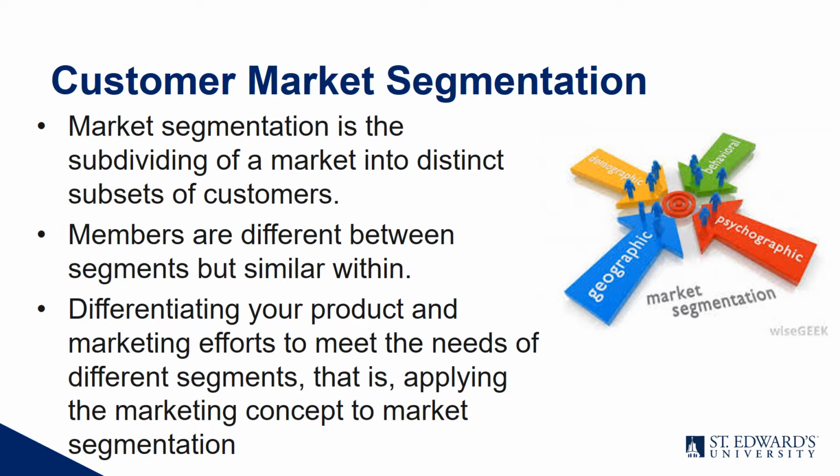Differentiating your product and marketing efforts to meet the needs of different segments, that is, applying the marketing concept to market segmentation. As you see there in the far right graphic, there are 4 different types of attributes and characteristics you can combine to build out a customer segment: demographic, behavioral, psychographic, and geographic.